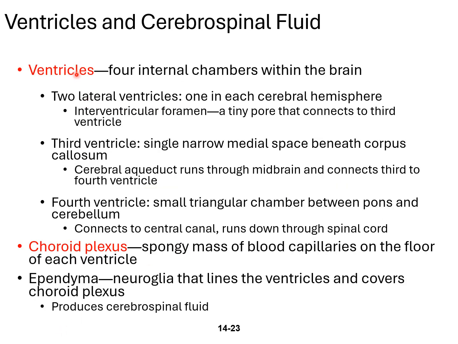Let's look at this. So 4 internal chambers in the brain. 2 are the lateral ventricles. They're the ram's horns. The 3rd ventricle is the narrow one that sits right below the corpus callosum, and also separates the hypothalamus and the thalamus from the left and right sides. The cerebral aqueduct is then going to connect the 3rd ventricle to the 4th ventricle, and the 4th ventricle is then going to connect to the central canal.